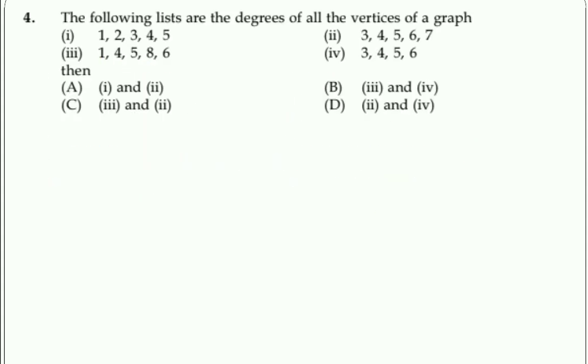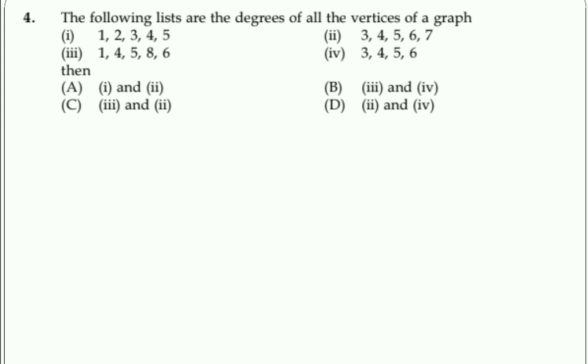The following list are the degrees of all the vertices of a graph. So here, given some degrees of the vertices of a graph, in the order given, we need to find out the sum of the vertices. We know that there is a handshaking lemma.